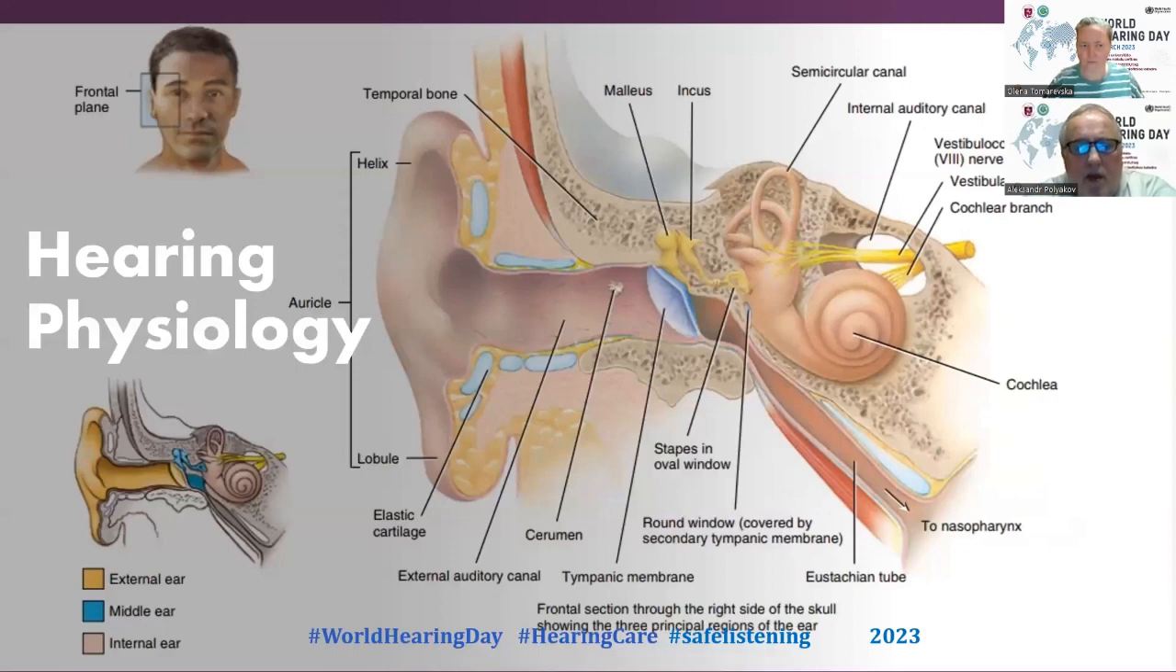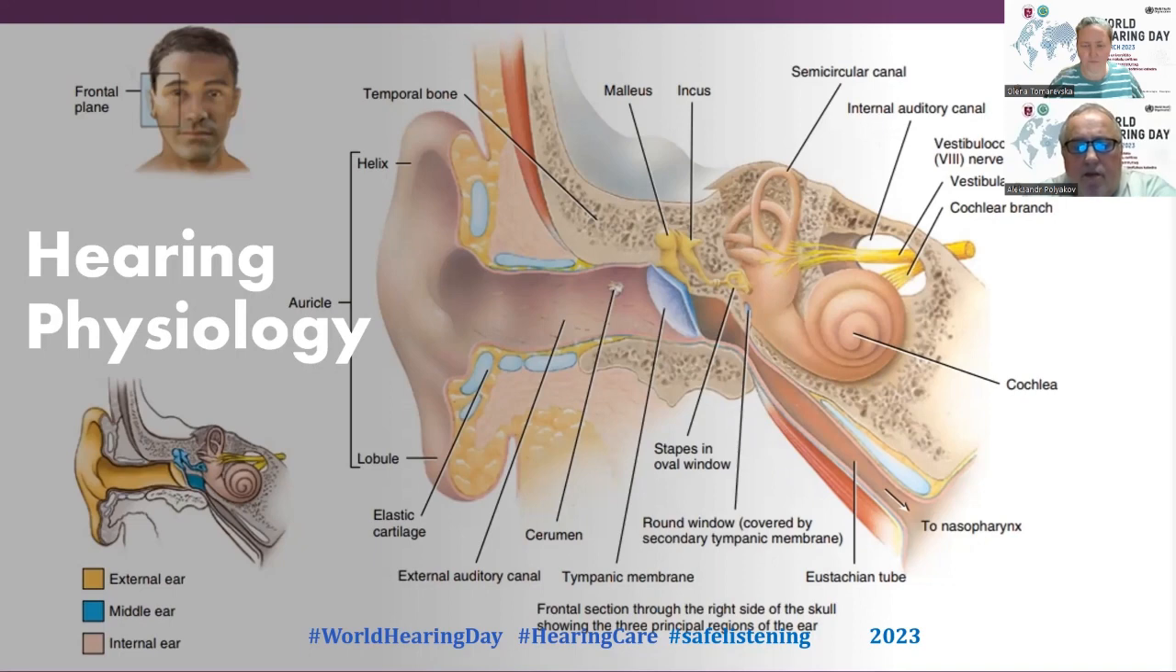Here you can see general information dealing with the hearing system, hearing physiology. So we have the external ear, the middle ear, and the internal ear. And speaking about the external ear, you can see helix, auricular, lobular, yes?